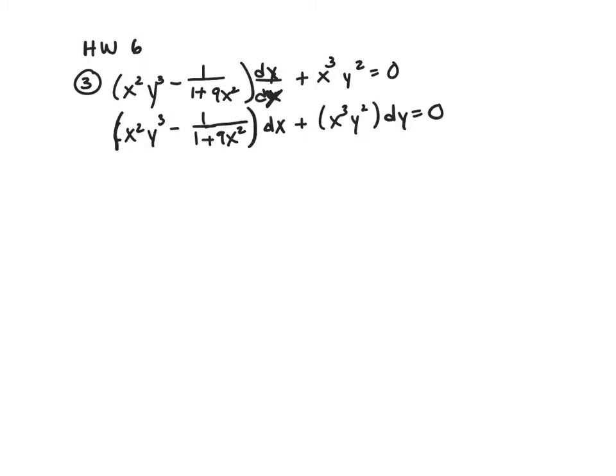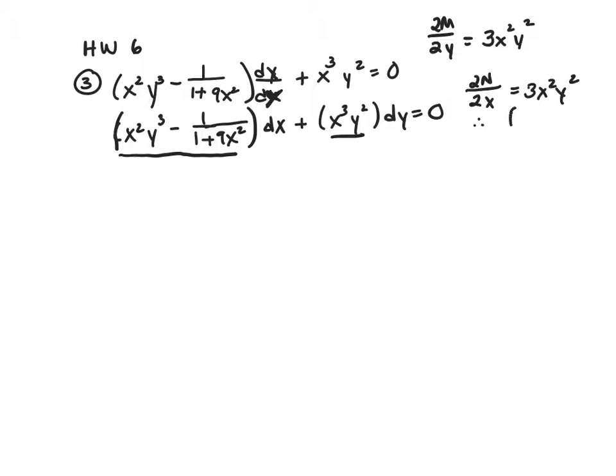And the first term, which I'm about to underline, that's M. So let's take the partial of M with respect to y. First term will be 3x squared y squared, and that's N. And the partial of N with respect to x will be 3x squared y squared, therefore exact.